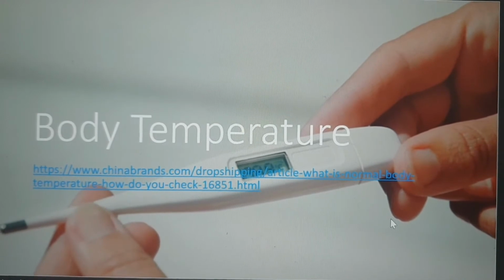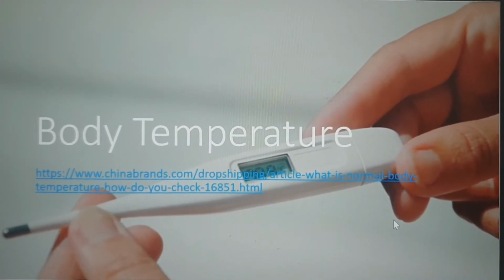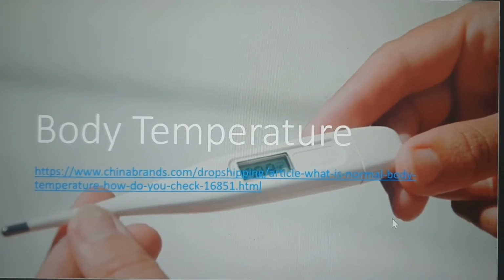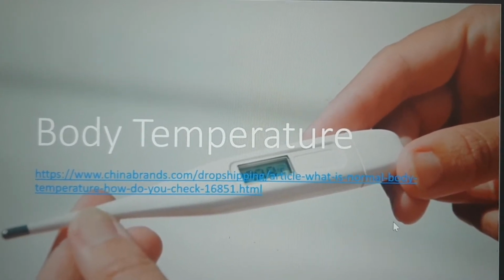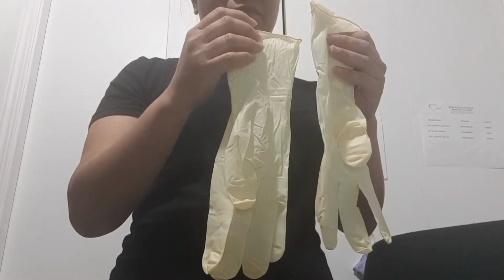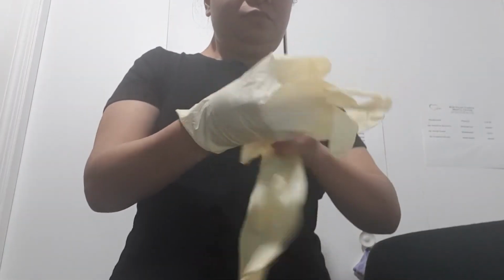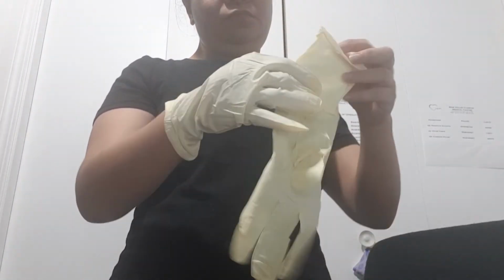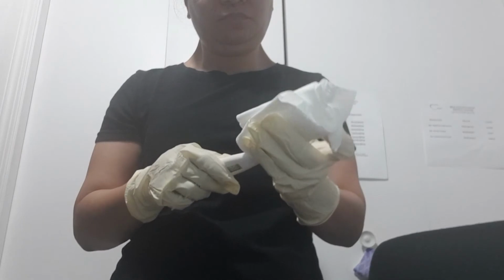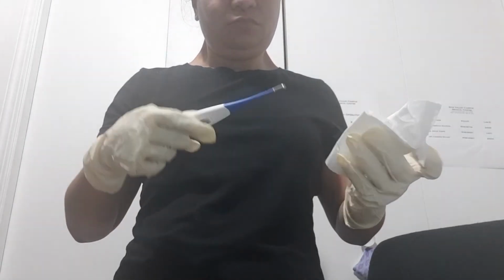First, introduce your name and explain why you need to take the body temperature. Then disinfect the equipment used. Replace the electronic thermometer in the base holder if required for charging. Perform hand hygiene and don gloves every time you're taking an oral temperature to prevent yourself from getting contaminated. And then clean the thermometer using the alcohol wipes.